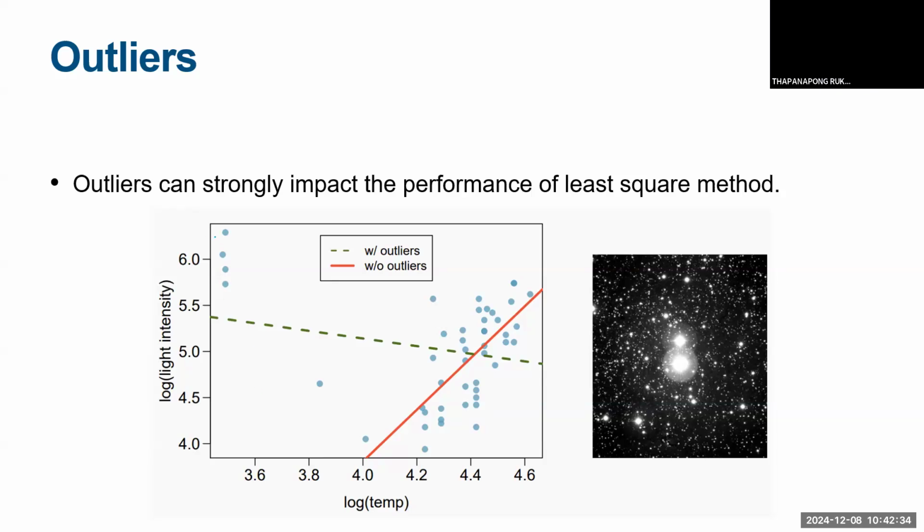Therefore, you have this data, and then you have this outlier. And if you use this outlier in your data set, you will get the dashed line. So the dashed line is the line that you get with the data plus outlier. But the red line is the predicted line without the outlier. And the red line actually extends along the data set.